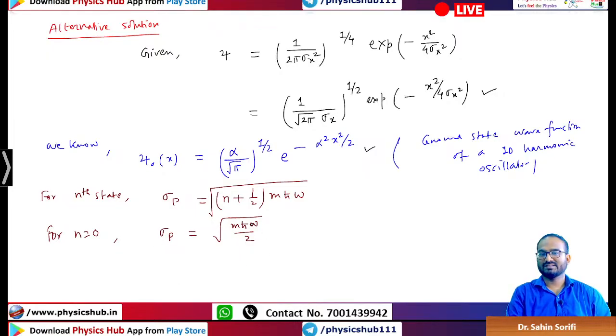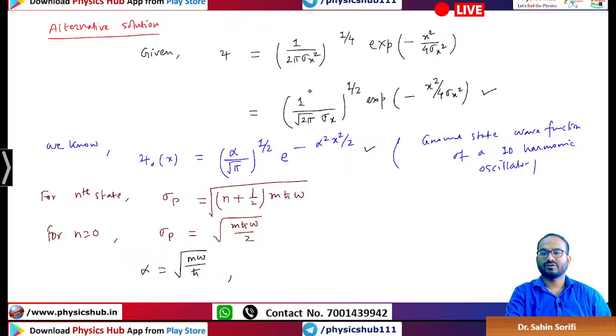Only here things are given in terms of alpha, here it is given in terms of sigma. So if I express this sigma p, which is given as square root of m h cut omega by 2, in terms of the given parameters of the given wave function, then we will get our answer. Actually this we have to find out, but in terms of the parameters of this new wave function. You see, alpha we already know, the value of alpha is square root of m omega by h cut.